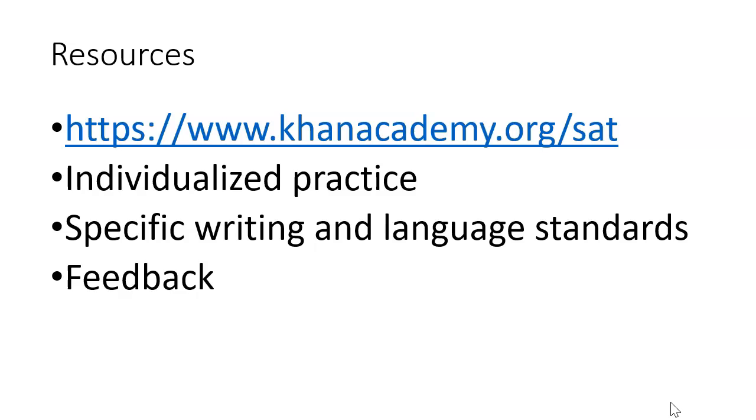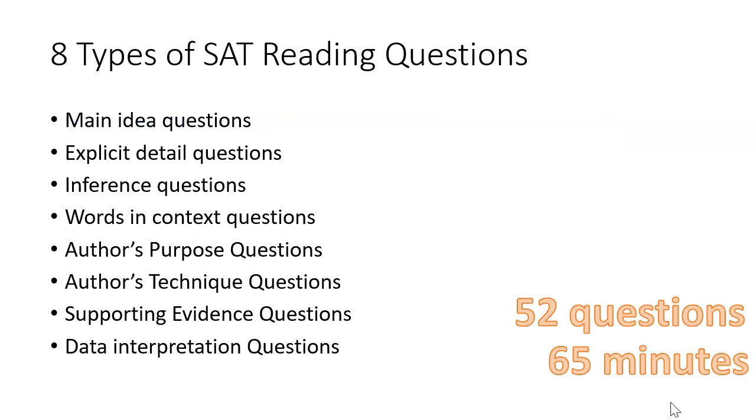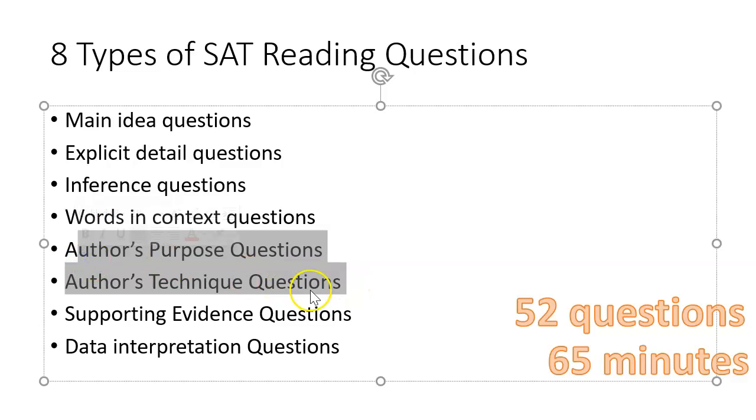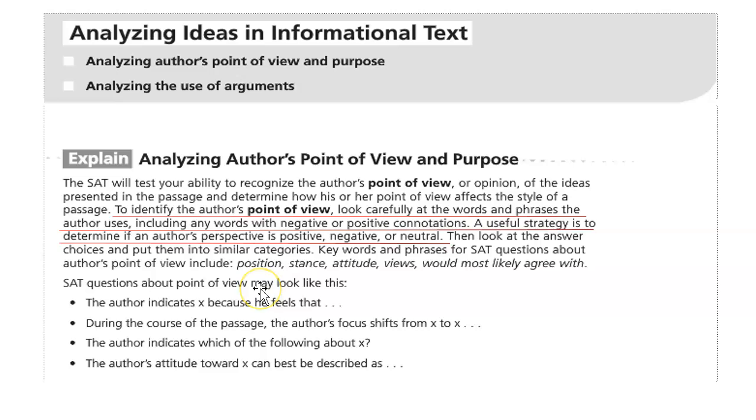For this module and all upcoming modules, we will focus on the different types of SAT reading and writing and language questions. And so there are 8 types of SAT reading questions. Today's focus for the module is going to be on author's technique and author's purpose questions. So author's purpose really gets at the author's reason for writing the text. So when we're thinking about why did the author write this text, we first need to recognize the author's point of view or opinion of the ideas that are being presented in the passage, and we need to determine how his or her point of view affects the style of the passage.